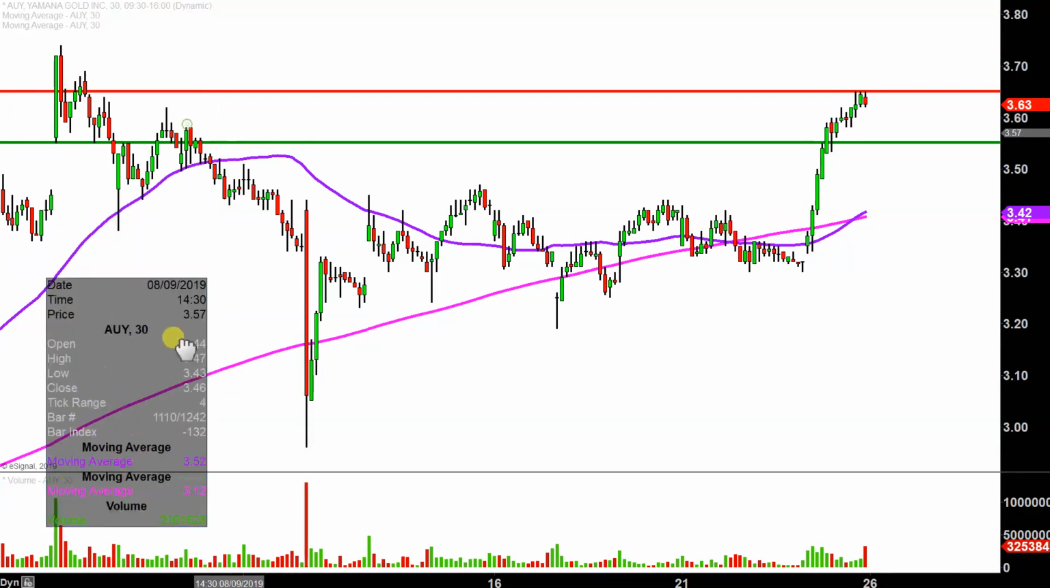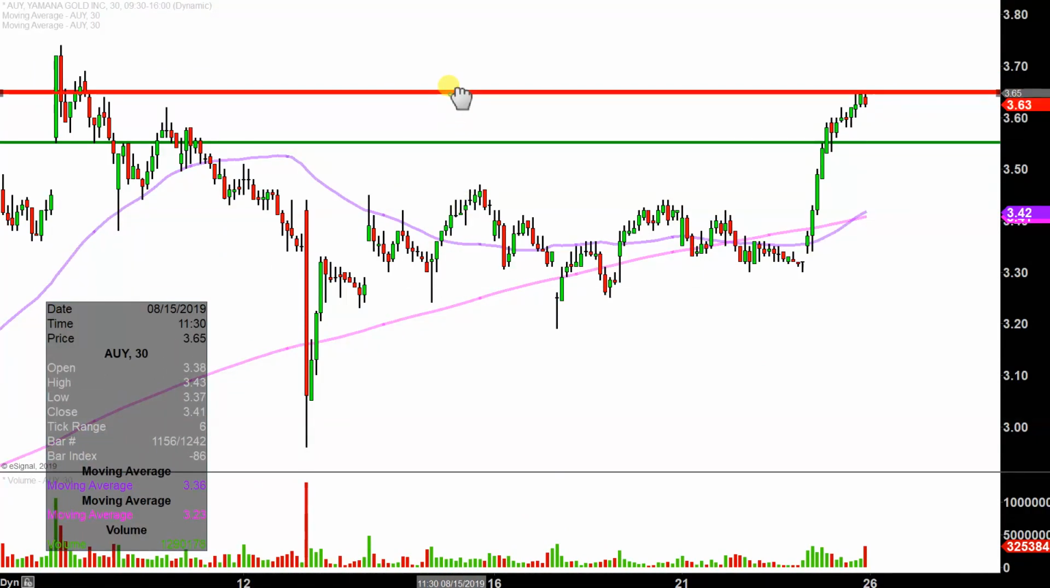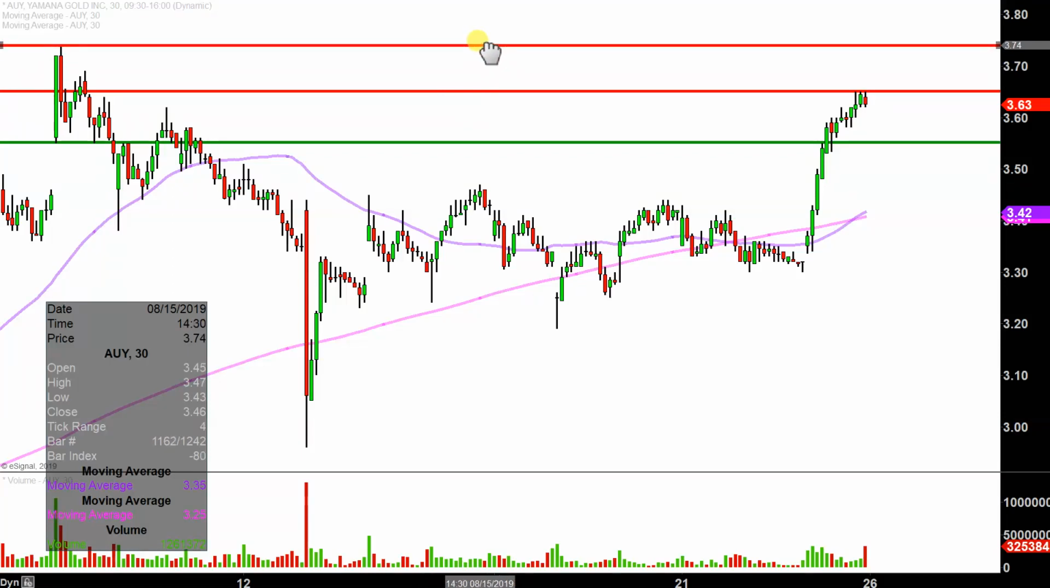The next key overarching level, and I realize the chart's a little bit harder to see, but this is a good problem to have when you have to go back this far in the chart's history. But after that level, next key area is at 3.75. So keep an eye on those couple levels going forward.